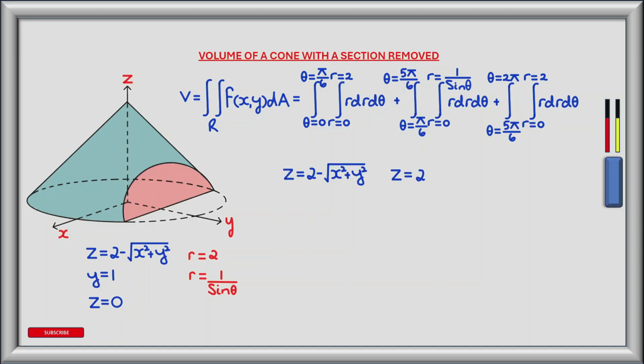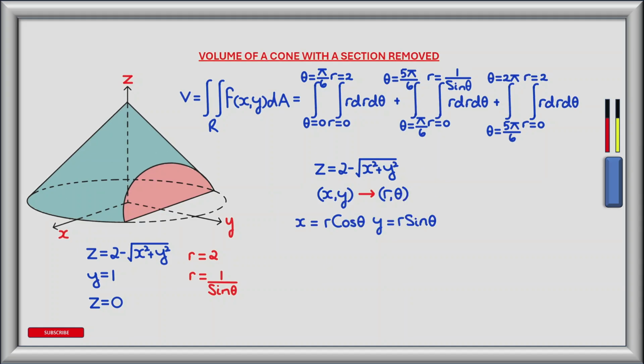If we take the function of the cone, which is z equals 2 minus the square root of x squared plus y squared, and substitute 0 for x and y, we get z equals 2. For the xy plane, we simply have z equals 0. So in this case, the top function is the function of the cone. So that's z equals 2 minus the square root of x squared plus y squared. So now we need to convert this function to polar coordinates. And to do that, we substitute r cos theta for x and r sine theta for y.